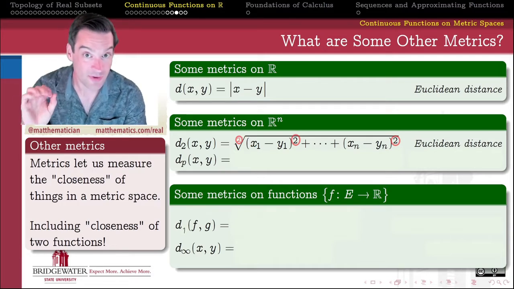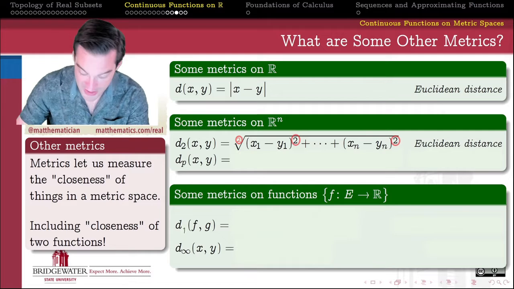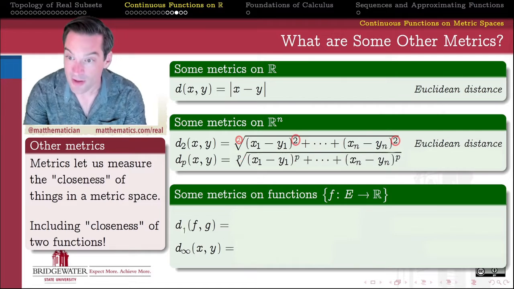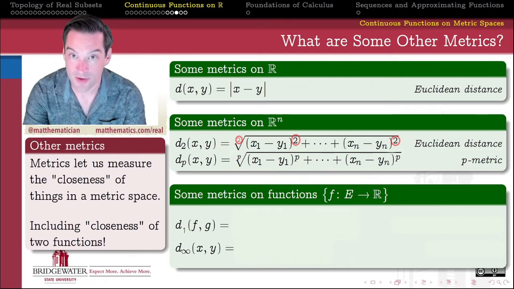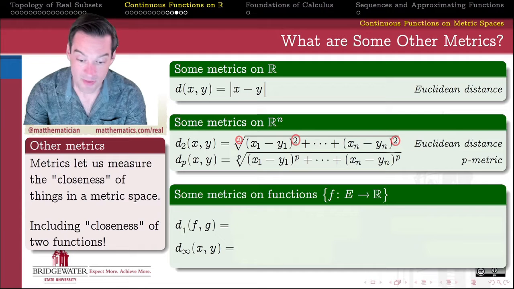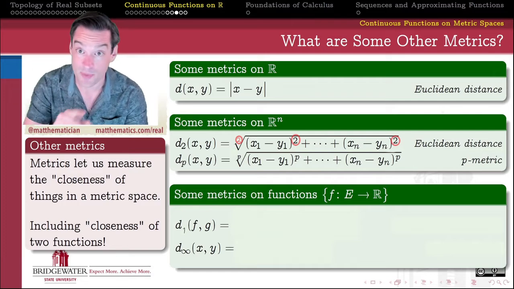Well, what if we picked a different index on that radical? Instead of picking an index of 2, what if we picked, I don't know, an index that we call p? If I do that, then I get a notion that is called the p metric distance. So I do have to tweak one little thing in this formula that I just wrote. We're taking the pth power of the distance between the first coordinates and the second coordinates and so on, adding them together, taking the pth root at the end of the day.